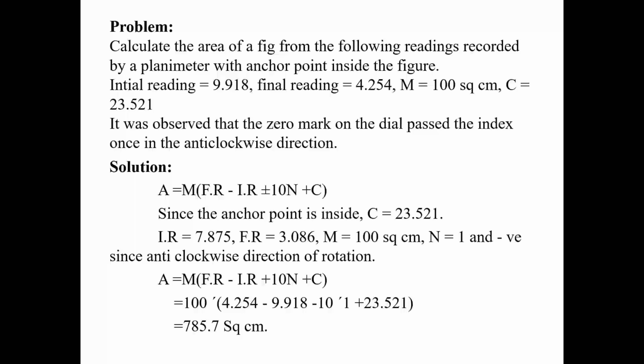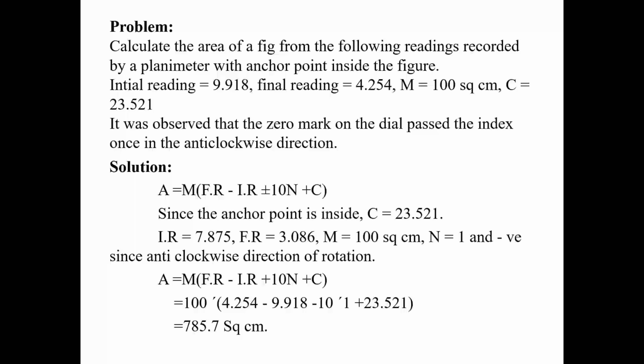This is the problem, let us solve it. Here the initial reading is given, M is given, the final reading is given, and C is 23.521. These are the given data. C exists because the anchor point is inside the figure, and n equals 1 because the dial passed the index once in the anti-clockwise direction, so we use the negative sign in the formula.